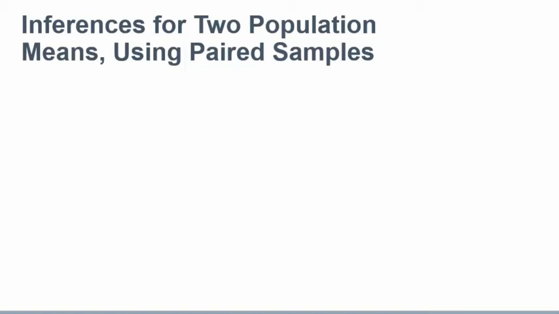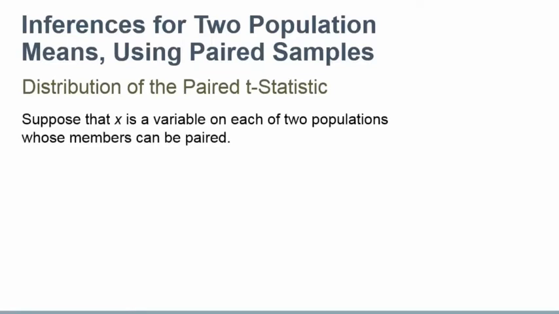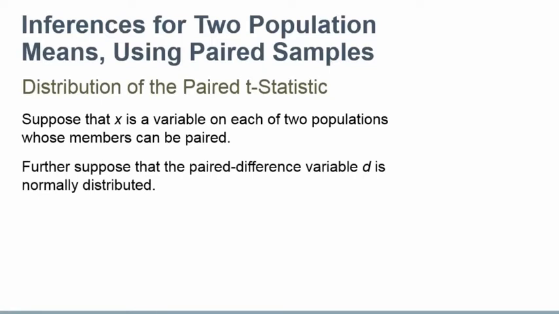Inferences for two population means using paired samples. Distribution of the paired t-statistic. Suppose that X is a variable on each of two populations whose members can be paired. Further, suppose that the paired difference variable D is normally distributed.